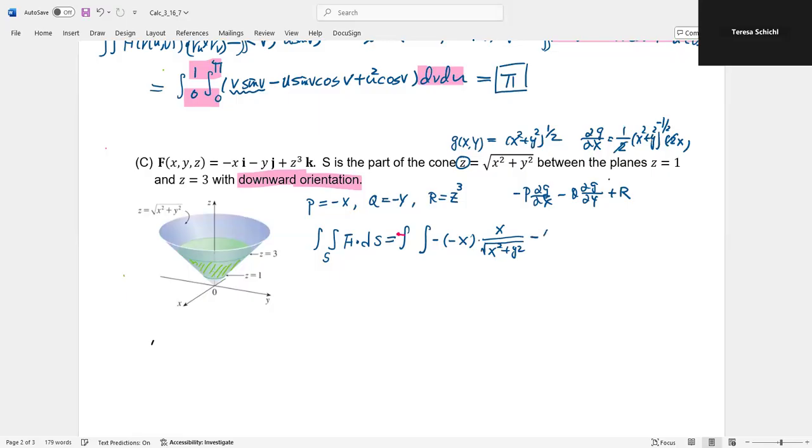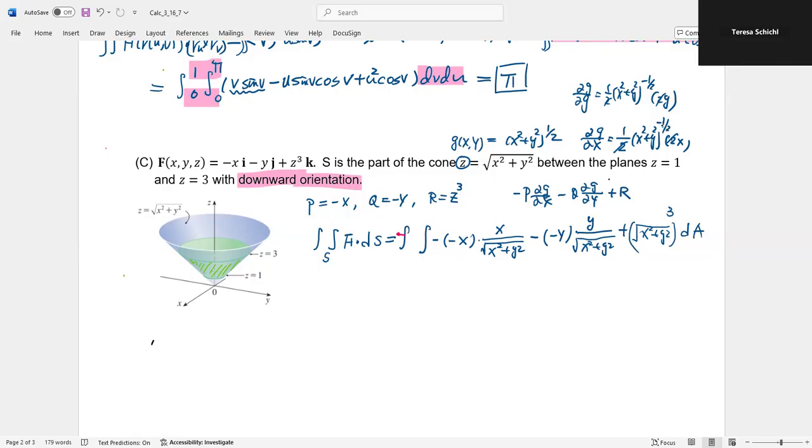Then minus Q, and Q is negative y, times partial g partial y. It's the same thing: 1/2 times x squared plus y squared to the negative 1/2, then by the chain rule 2y. The 2 and the 2 cancel, and the top is y. Then plus z cubed, where z is the square root, so I have the square root of x squared plus y squared, the whole thing cubed. And now I need to integrate dx dy.